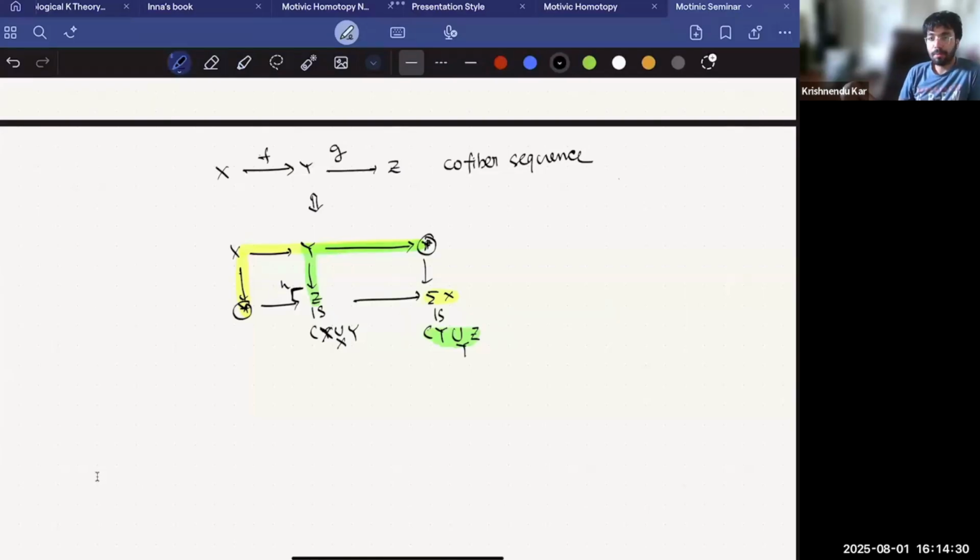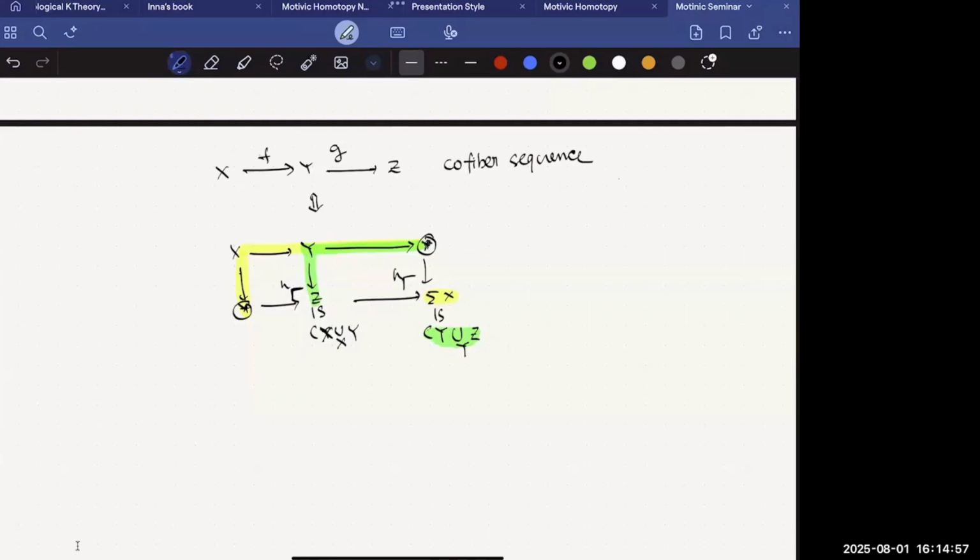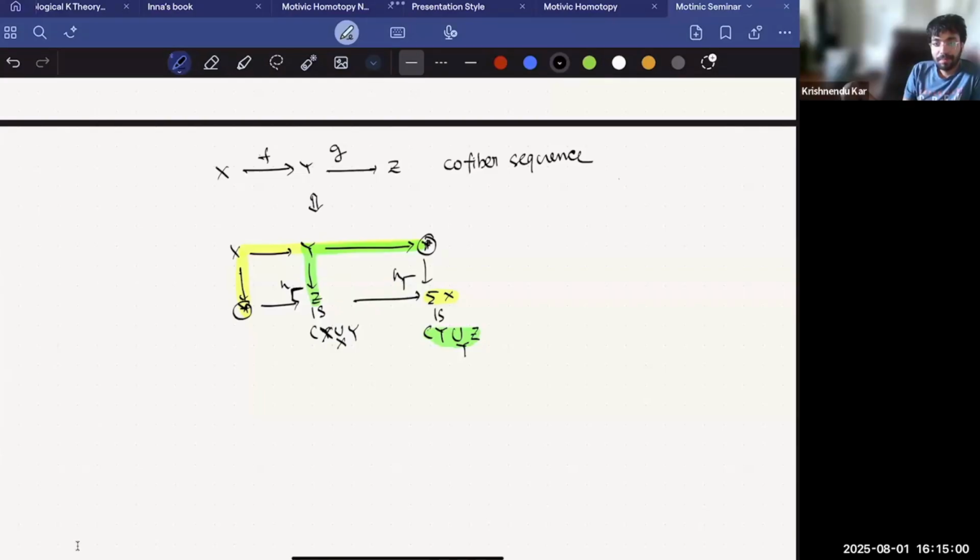Are you good with this so far? How are you getting these pieces? Yeah, the homotopy push out. If not, let me know. I'm good to go. Professor Wang, are you good to go? Yeah, I'm good to go. Okay, let's go.